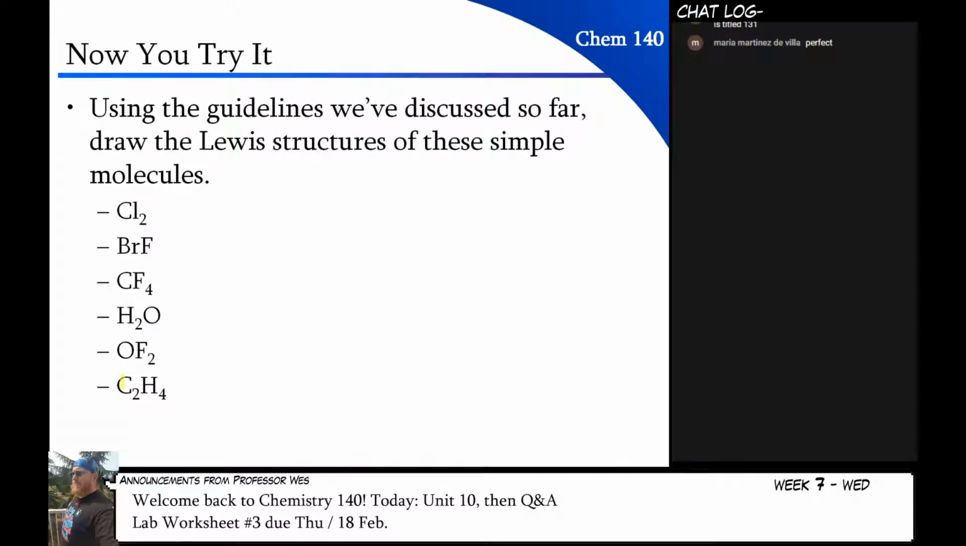All right, so now using all these guidelines that I've talked about, what I want you to do is try and draw Lewis structures of these molecules. So we've got Cl2. Draw all of the dots around each Cl, and then try and figure out how the bonds connect together. Then do that for BrF, CF4, H2O, OF2, and C2H4. Only one of these molecules, this one down here, is going to require you to make more than 1 bond between 2 atoms. All the rest of them just have single bonds, but I want you to just try and practice this to get in the habit of it. So draw these molecules. We'll go over the answers very shortly.